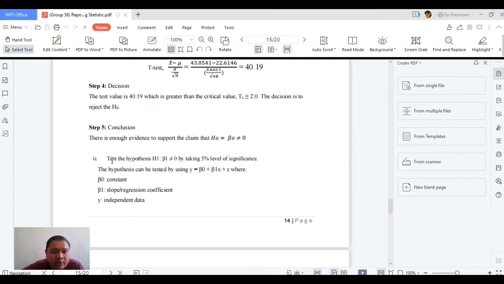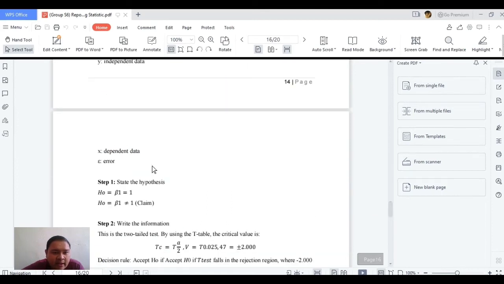Next, for the next hypothesis, we can test the hypothesis for beta 1 equal to 0 by taking a 5% level of significance, where the hypothesis can be tested by using y equals beta 0 plus beta 1 x plus error, where beta 0 is the constant, beta 1 is the slope regression coefficient, y is the independent data, x is the dependent data, and this one is the error.